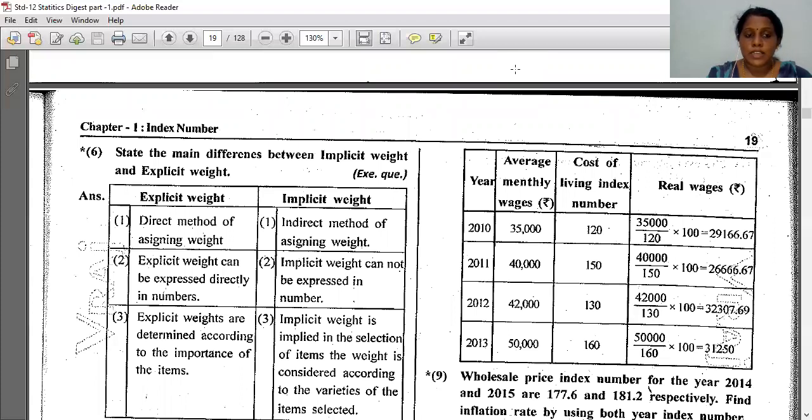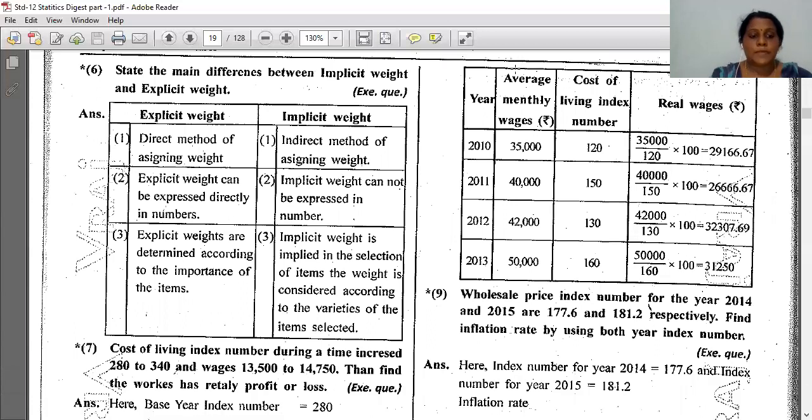And second point, explicit weight can be expressed directly in numbers, and implicit weight cannot be expressed directly in numbers. Then explicit weights are determined according to the importance of the items, and implicit weight is implied in the selection of the items. The weight is considered according to the varieties of the items selected. Now these are the theory questions.